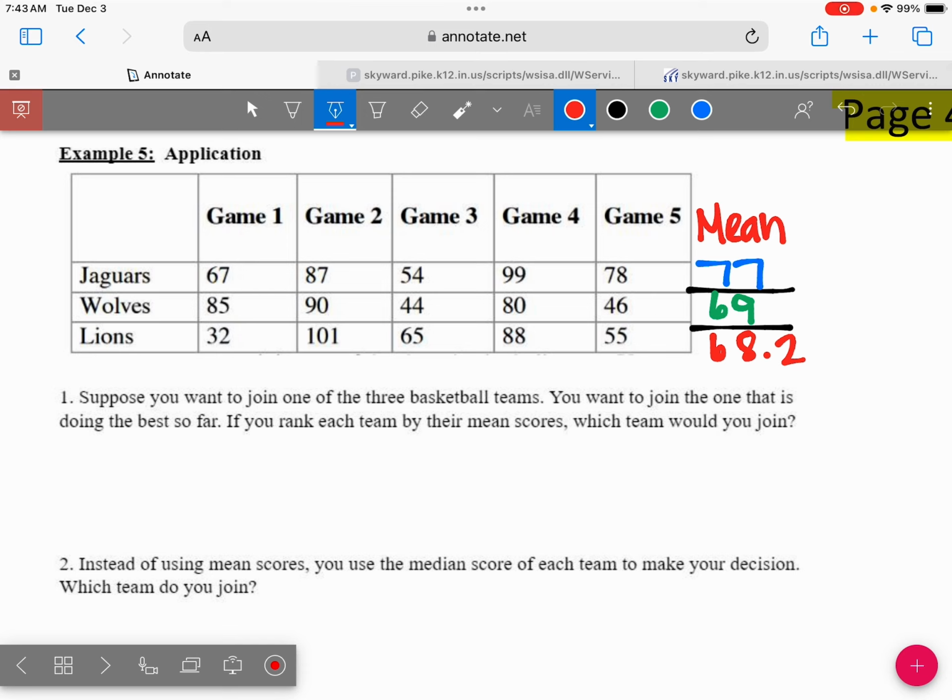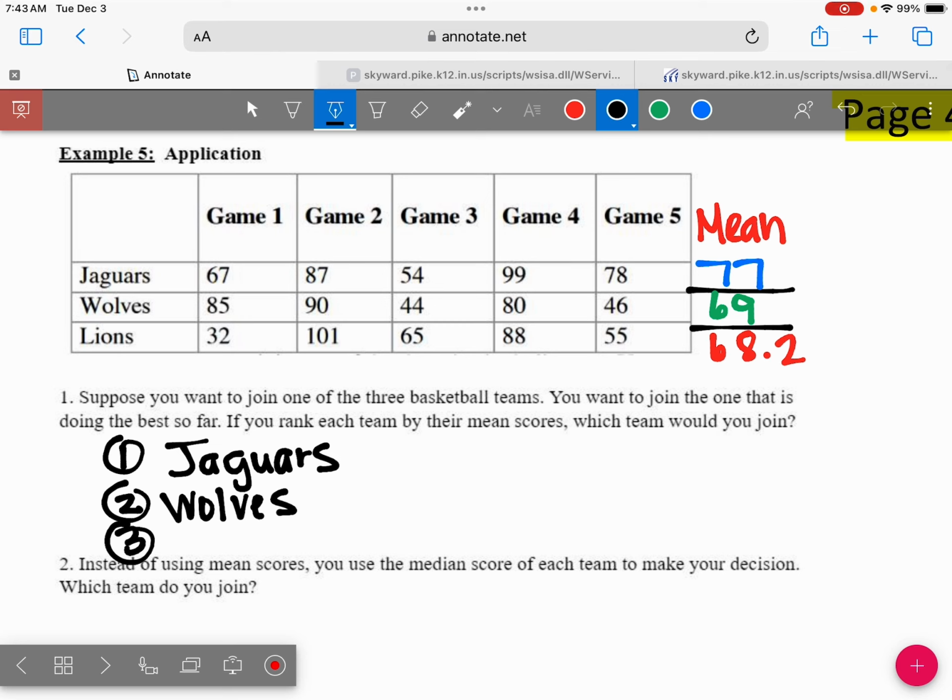All right. So what team has the highest mean? So if we had to rank them, first would be the Jaguars, because they have the highest. So that would be first. Second would be the Wolves. And third would be the Lions.